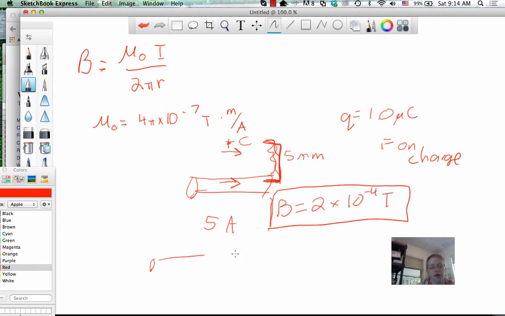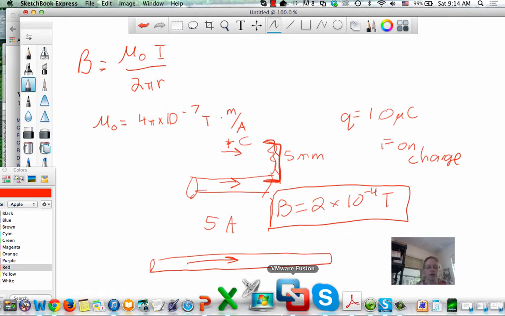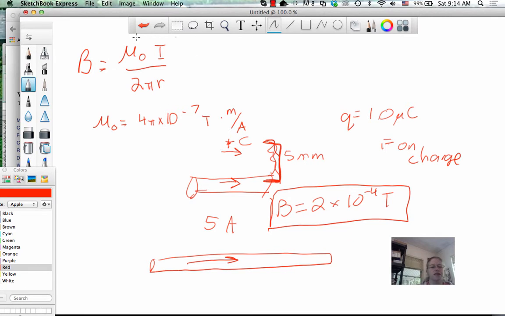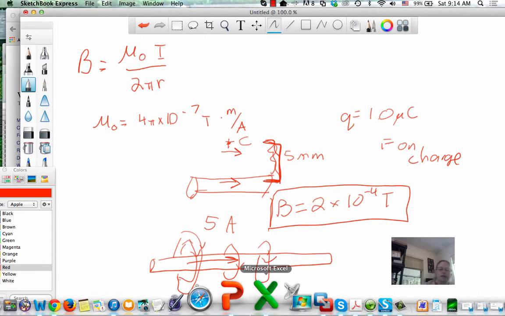So here's our current carrying wire, and it's a different version of the right-hand rule. The magnetic field depends on the distance from the wire. The magnetic field is going to go in circles around your wire, and it'll be smaller the further you go out. So the magnetic field is not in the same direction everywhere. It depends on where you are. So those are circles, and here's how you figure out how it works.